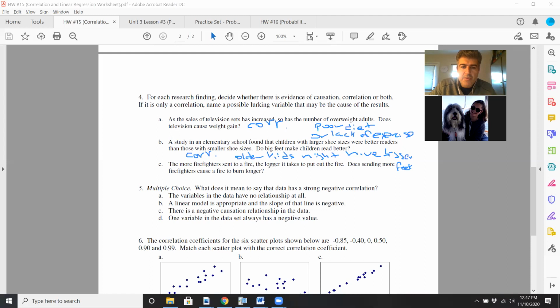The more firefighters are sent to a fire, the longer it takes to put out the fire. That one, maybe you could say it's causation, perhaps. Because obviously, a really crazy fire is going to cause more firefighters to come out to put it out. But I wouldn't say it's necessarily causing the fire to burn longer, though. That's kind of weird. So we kind of went over those.